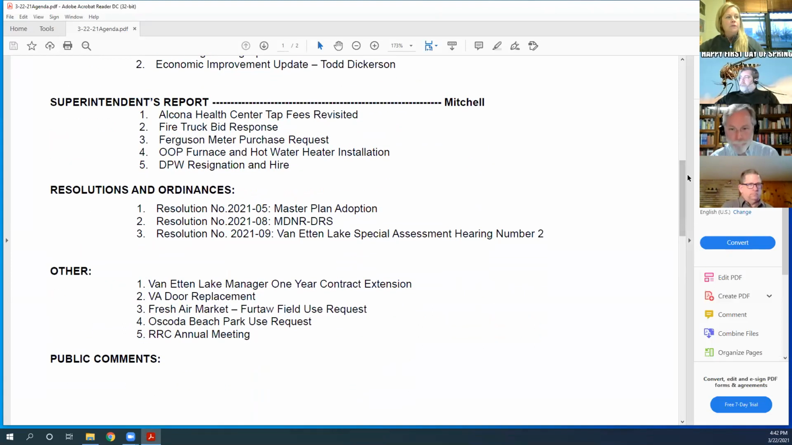Yes. Okay, so we are on to the nuts and bolts of the meeting, superintendent's report. First on is the Alcona Health Center tap fees revisited. Okay, let me just walk this through real quick. Back in September, about September 30th of 2019, Roe did an initial site plan review and recommendations regarding this facility. And the recommendations at that time for the different tap fees were $9,826.